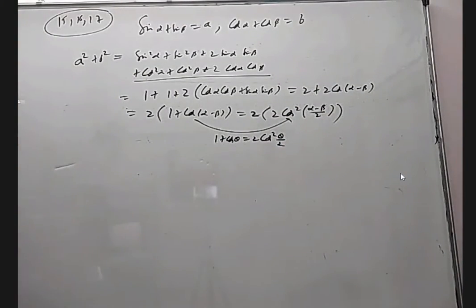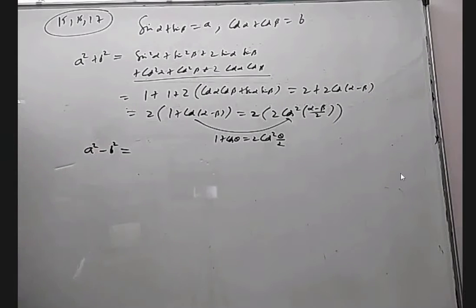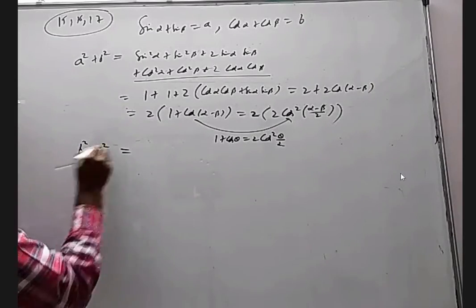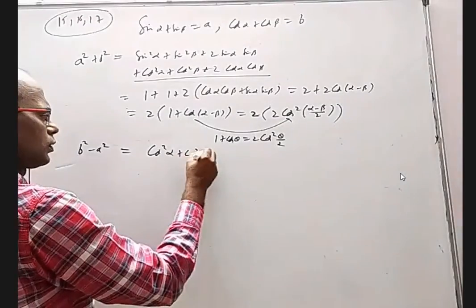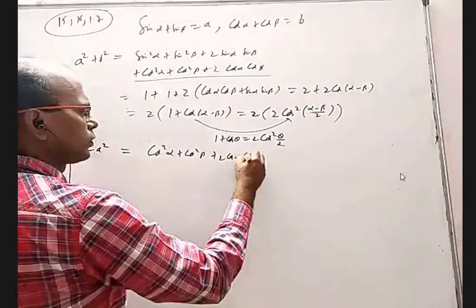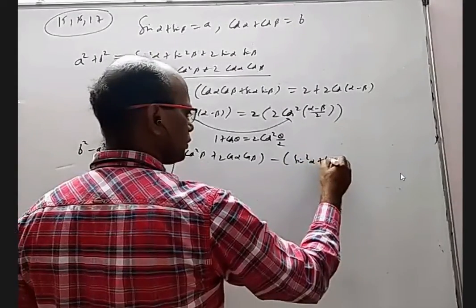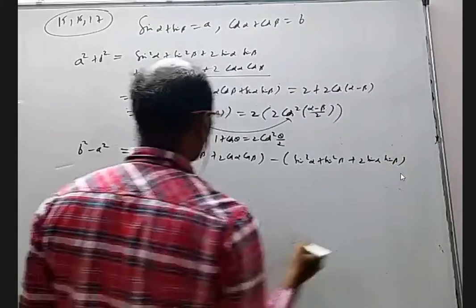Yeah, Mukund is saying we have to square and subtract and see what happens. I'll try that also. If I take a square minus b square. Sir, b square minus a square. You want b square minus a square, okay. Then cos square alpha plus cos square beta plus 2 cos alpha cos beta minus sin square alpha plus sin square beta plus 2 sin alpha sin beta.